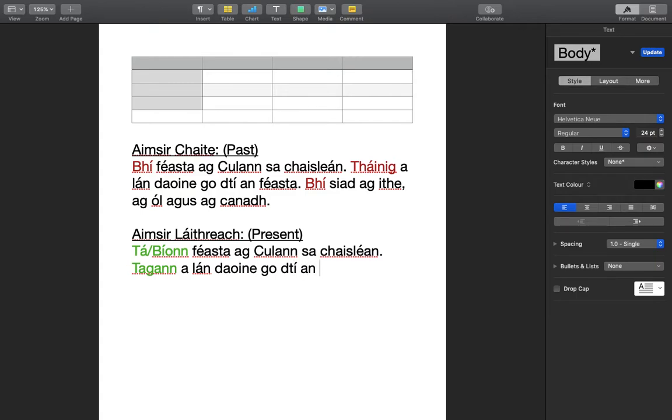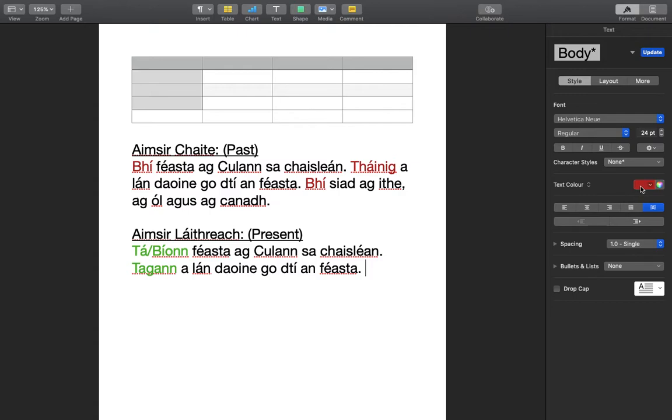Go dtí an féasta. We're just changing it, like changing a sentence from saying I was hungry to I am hungry. We are changing it from saying a lot of people went to the party to a lot of people go to the party. A lot of people came to the party, and a lot of people are coming to the party. The verb changes again.